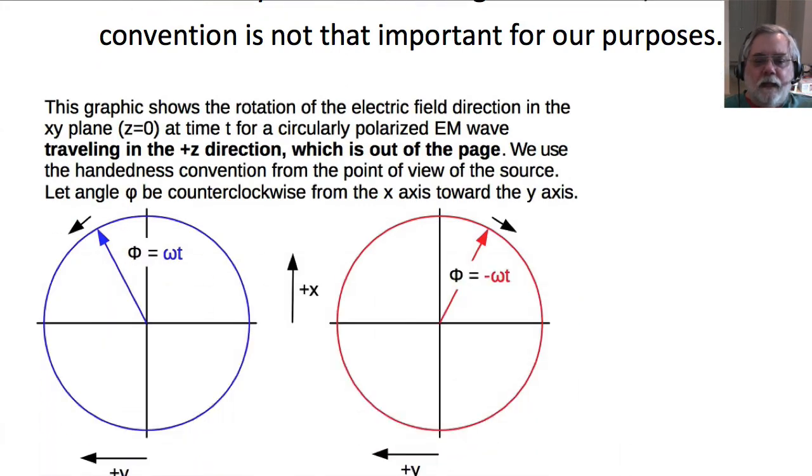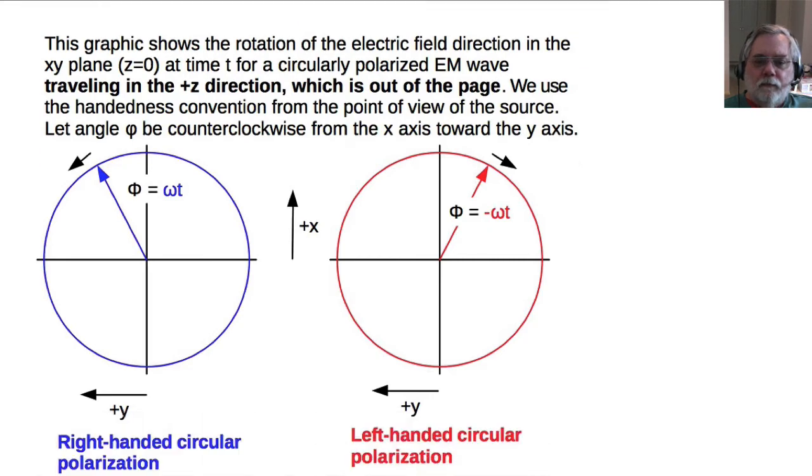Now, let's take a photon which is traveling in the plus z direction, which is out of the page toward us. And we'll look at the xy plane at z equals 0 at some time t. We have two different circularly polarized electromagnetic waves. The one on the left, in blue, is the right-handed circular polarized photon. The one on the right, in red, is the left-handed circular polarization.